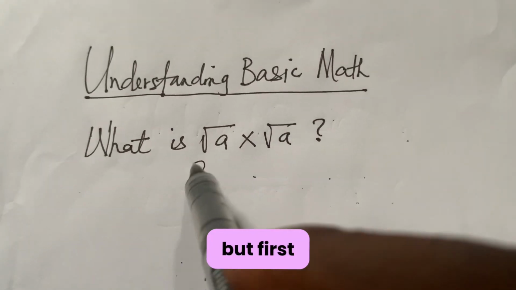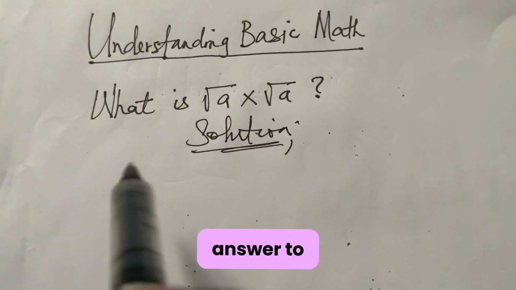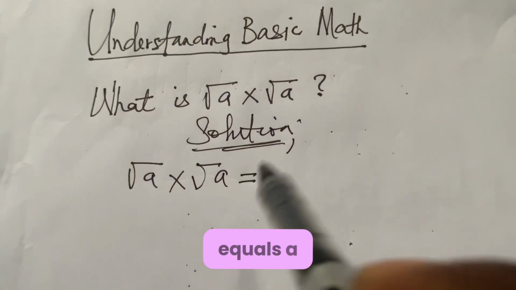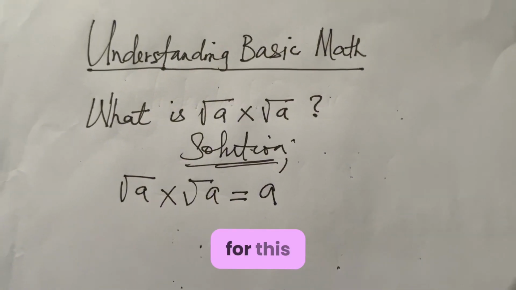But first, to begin with, I will put the answer to this, the square root of a times the square root of a, to be equal to a. How did we arrive at this point? That is the reason for this video.